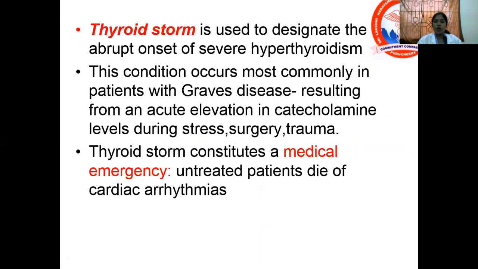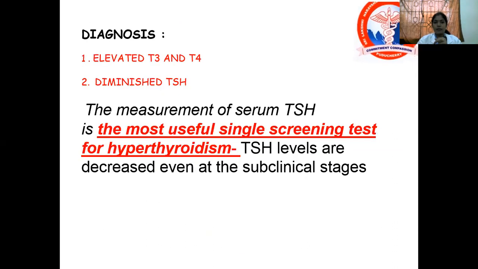What is thyroid storm? Thyroid storm is used to designate the abrupt and severe onset of hyperthyroidism. This condition occurs most commonly in patients with Graves' disease, resulting from an acute elevation in catecholamine levels during stress, surgery, and trauma. So, the thyroid storm is a medical emergency. If it is untreated, patients die of cardiac arrhythmias.